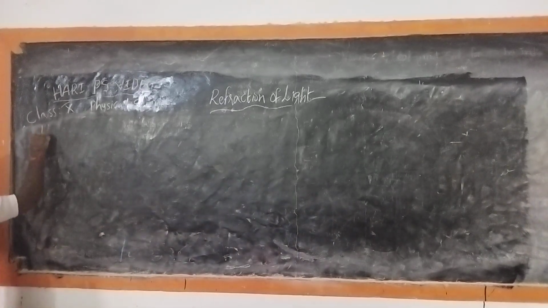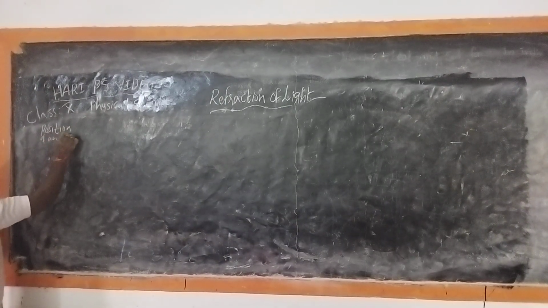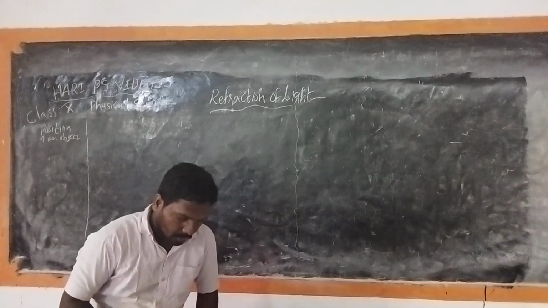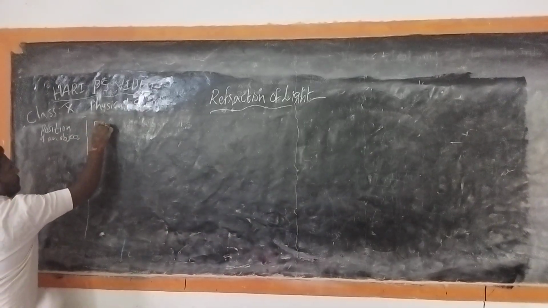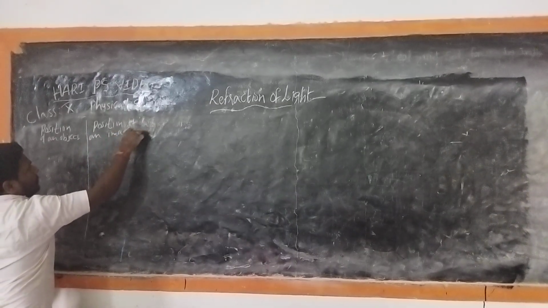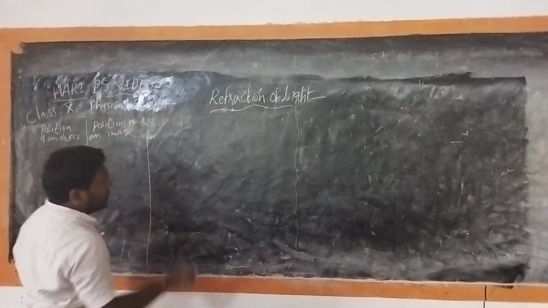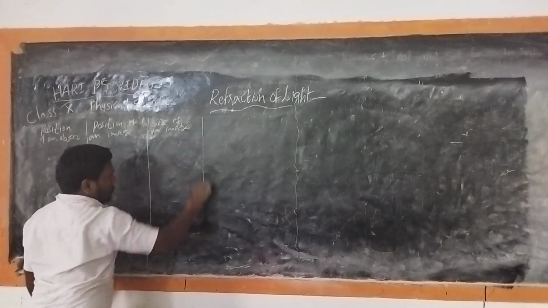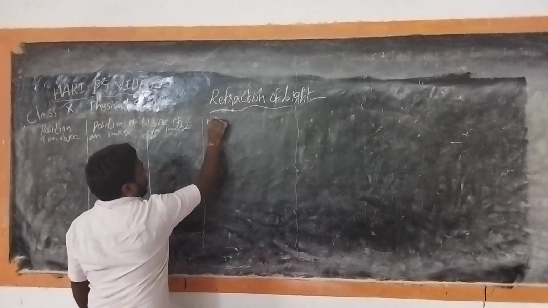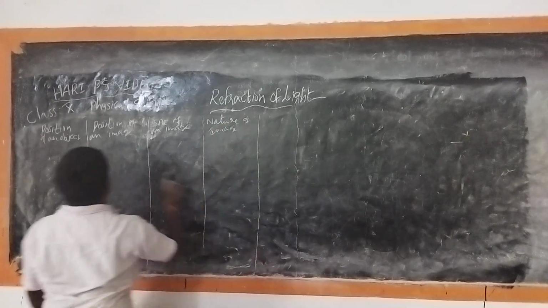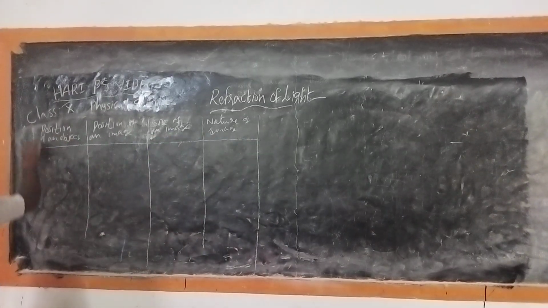The table has the columns: position of the object, then position of the image, then size of the image, and nature of the image. So let's make a table form.